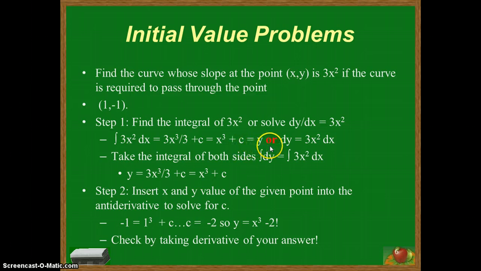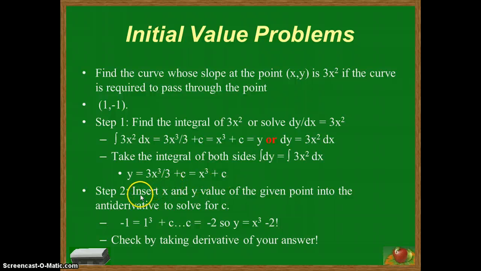Or another way to think of this is as a differential equation. Separate the variables, in other words, get dy equal to 3x squared dx. Take the integral of both sides. So I get the integral of dy equals the integral of 3x squared dx. The integral of dy is simply y, okay? Because y's derivative would be dy. Okay, so I get y equals 3x cubed over 3 plus c, therefore y equals x cubed plus c.